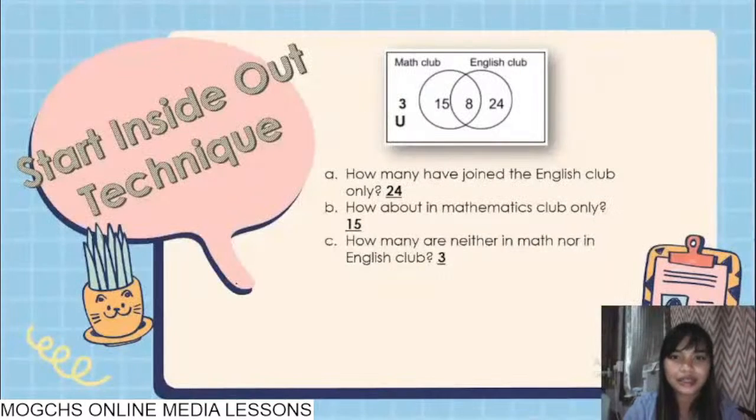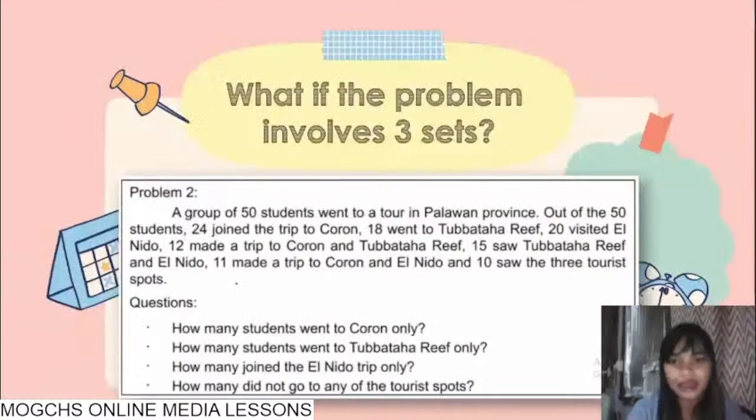Okay, another example. We will answer the questions that were asked in the problem. Letter A, how many have joined the English club only? When you say only, those are the students who have joined the English club only. So there are 24 students. For letter B, how about in mathematics club only? There are 15. And how many are neither in math nor in English club? That is 3.